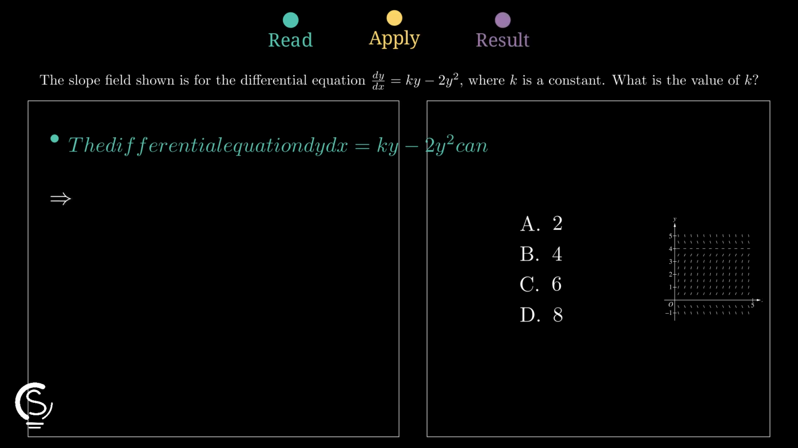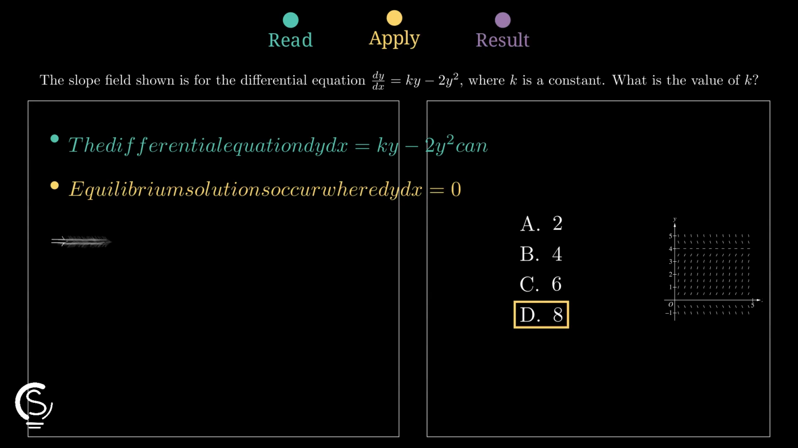The graph shows horizontal segments at y equals 4. Plugging 4 into the factored equation gives k equals 8. Option D is the winner.